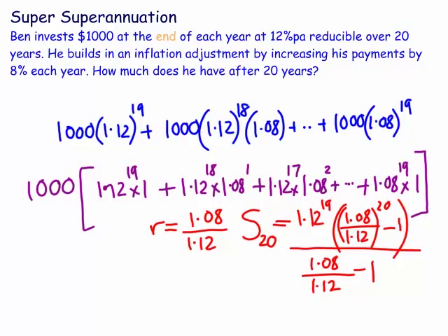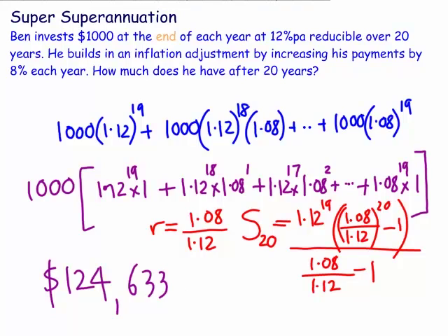So what is the grand total? The grand total works out to be about $124,633.40. All right. So you can see here you have actually lost about $15,000 by putting this $1,000 in at the end rather than the beginning.